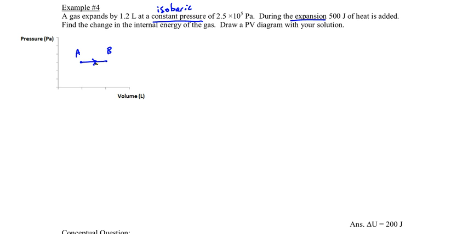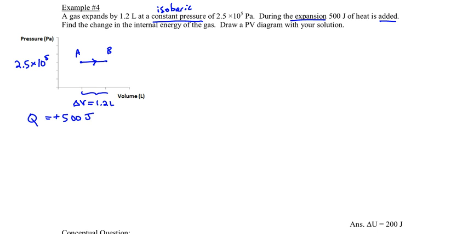Let's label some of the things that we know. We know that it has a pressure of 2.5 times 10 to the power of 5 pascals. That's given. We don't know the initial and final volume. All we know is the change in volume is 1.2 liters. We are also told that 500 joules of heat is added, so let's put that over here. Q is 500 joules, and it's positive because it's added.